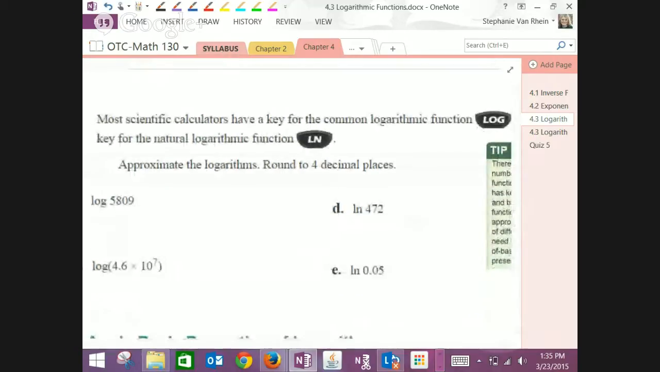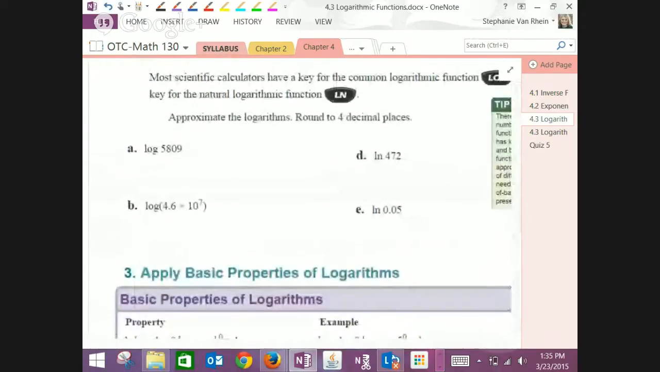Is that where the calculator will come in? The calculator will come in because we're solving for a value of x. We'll have to take the ln of both sides or the log of both sides, and it won't really matter the base, but we'll do it to simplify it. Here's some examples of using your calculator. What is log of 5,809?